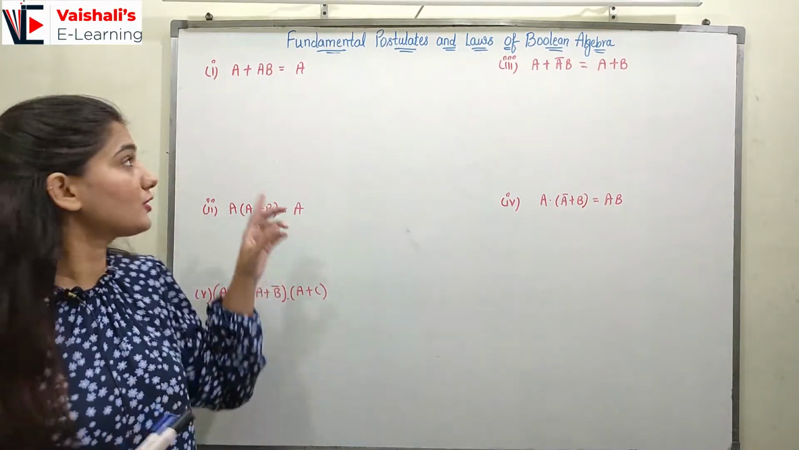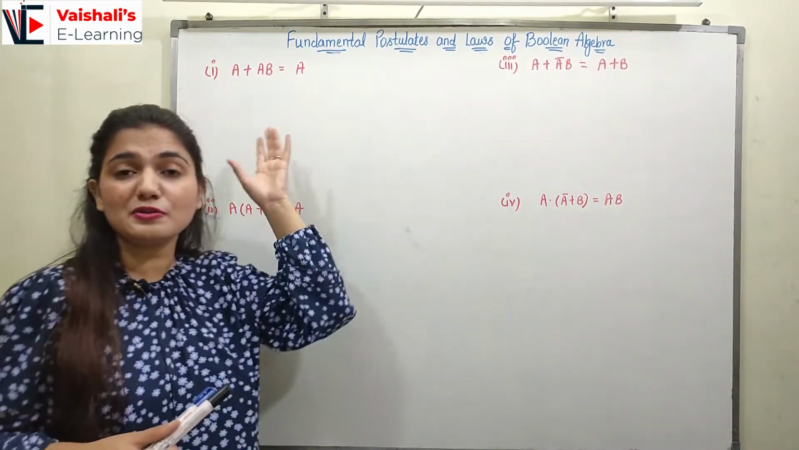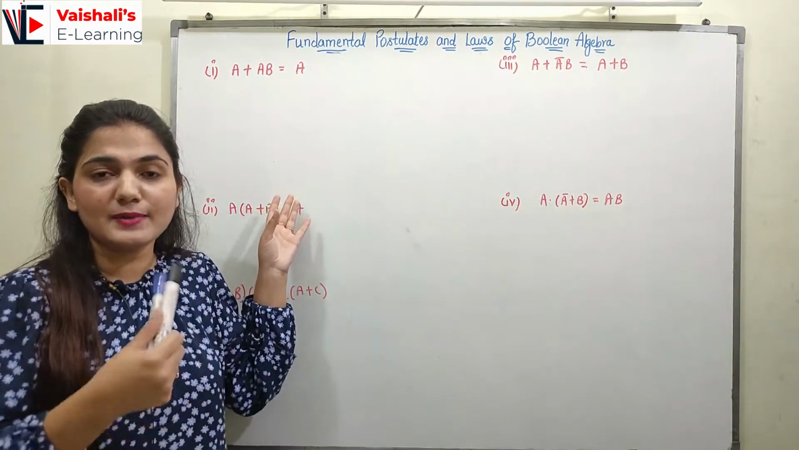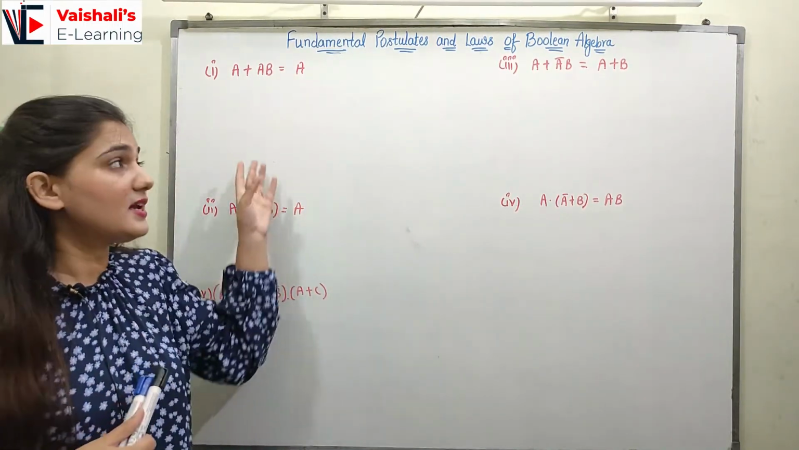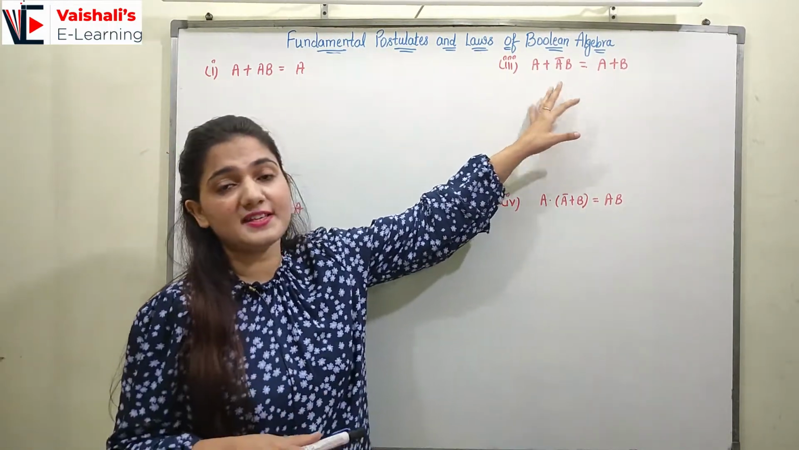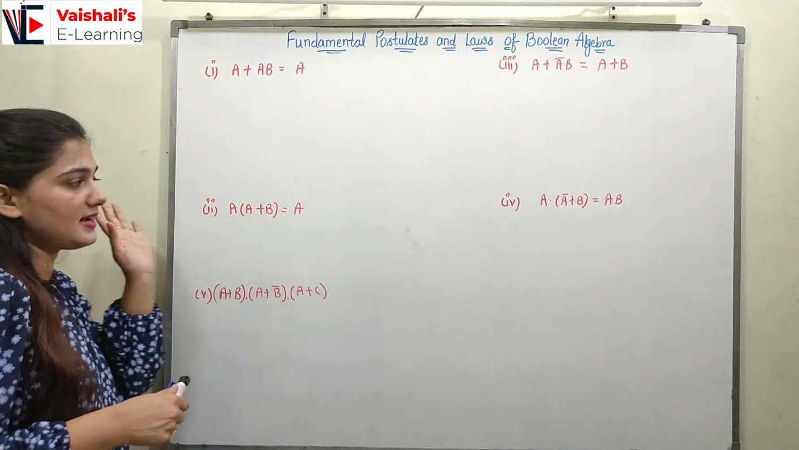We already had talked about a plus ab is equal to a. Now we are going to verify it. What we are going to do, we are going to take LHS and we are going to make it equal to RHS to verify this. Similarly, we have this expression. We are going to verify this expression by left hand side and right hand side equation.